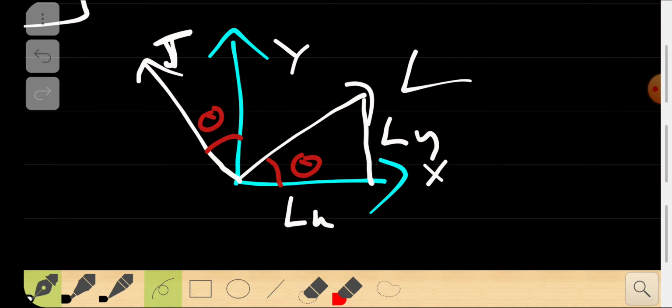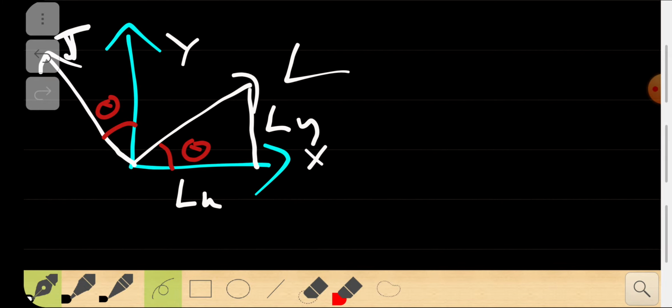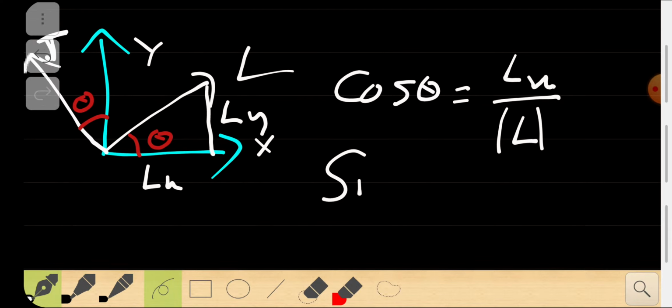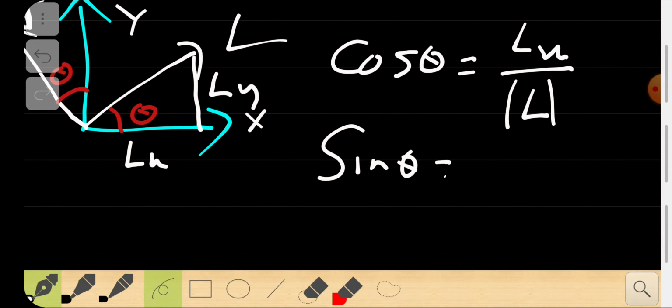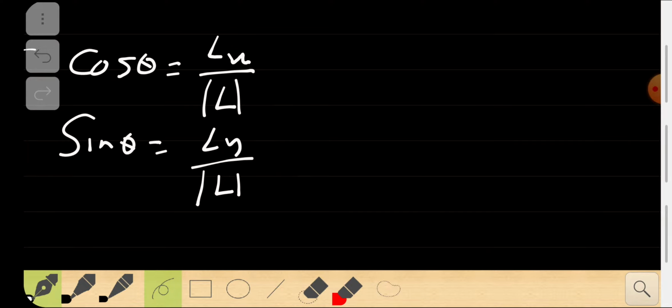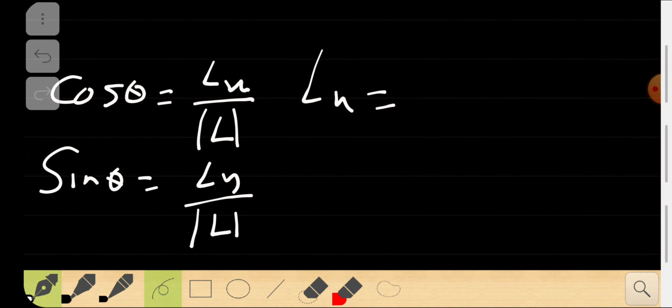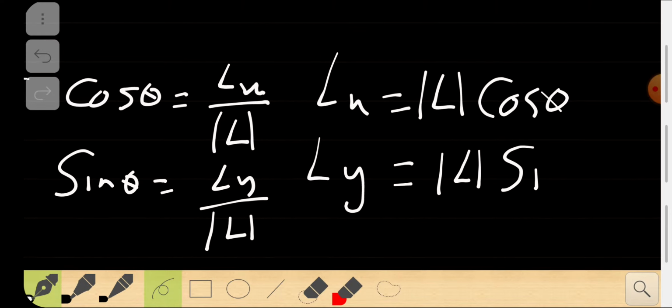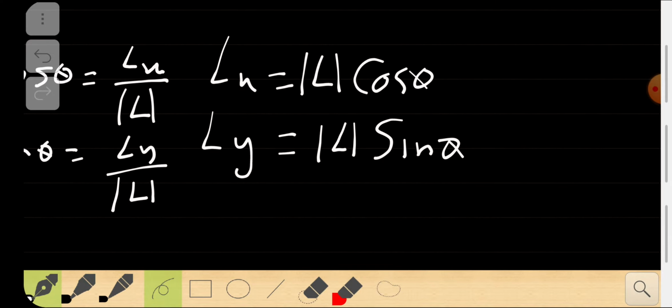So you clearly see that cos theta is adjacent by hypotenuse, which is lx by magnitude of l, and also sin theta will be ly by magnitude of l, basic trigonometry. So lx is magnitude of l times cos theta, and ly is magnitude of l times sin theta, right? So we have found lx and ly.